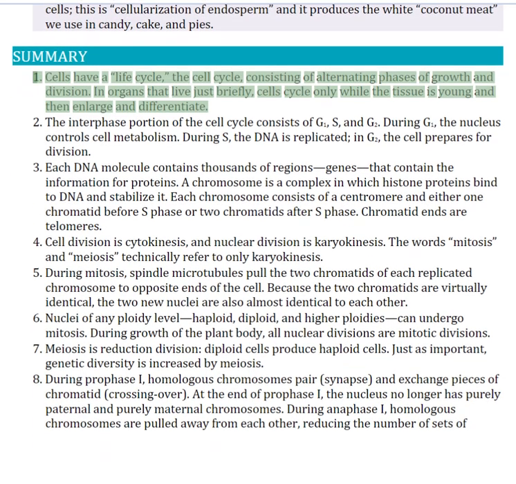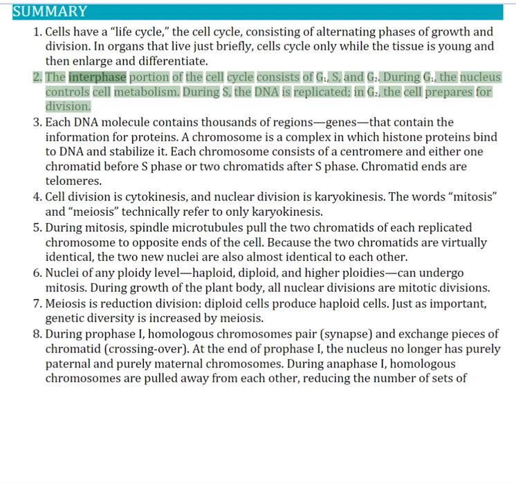Summary. 1. Cells have a life cycle, the cell cycle, consisting of alternating phases of growth and division. In organs that live just briefly, cells cycle only while the tissue is young and then enlarge and differentiate. 2. The interphase portion of the cell cycle consists of G1, S, and G2. During G1, the nucleus controls cell metabolism. During S, the DNA is replicated. In G2, the cell prepares for division.